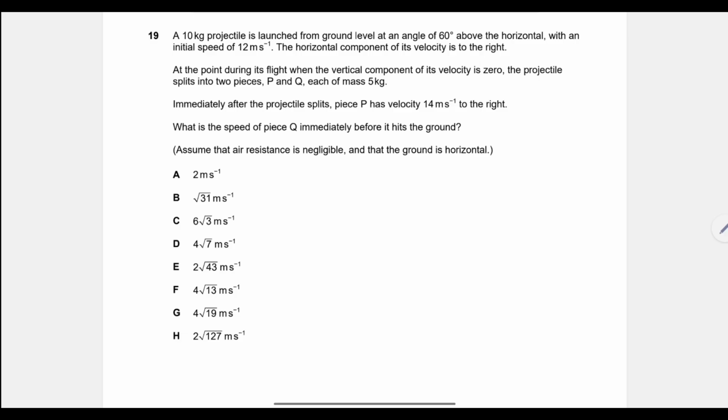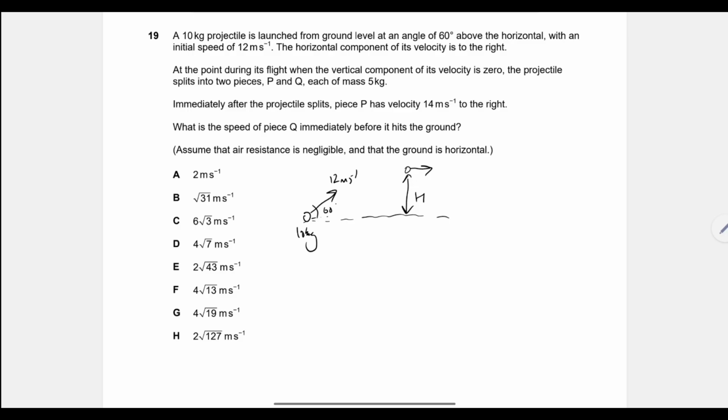Okay, so a 10 kilogram projectile is launched from ground level at an angle 60 degrees above the horizontal with an initial speed of 12 meters per second. So this is what it looks like initially. 10 kg, it's traveling at 12 meters per second, 60 degrees above the horizontal. At the point of flight when its vertical component of velocity is 0 and it's reached its max height, let's call it h. So yeah, it's going to be traveling in that direction.